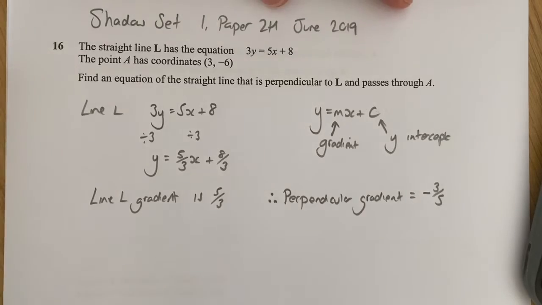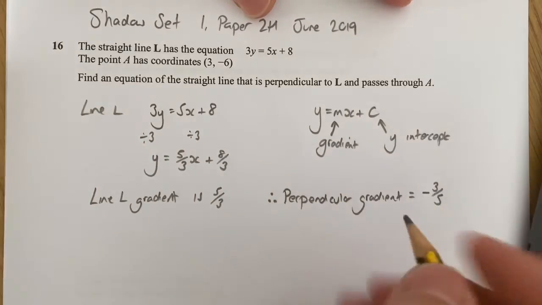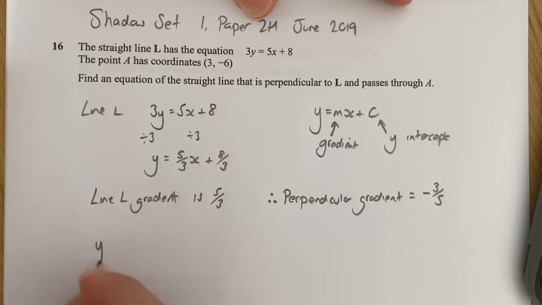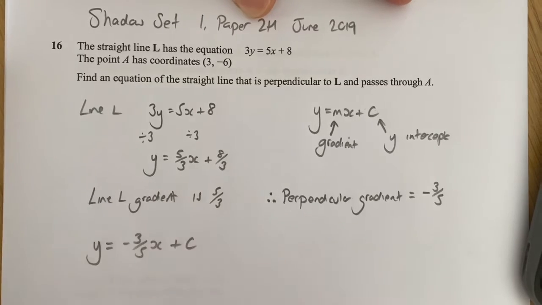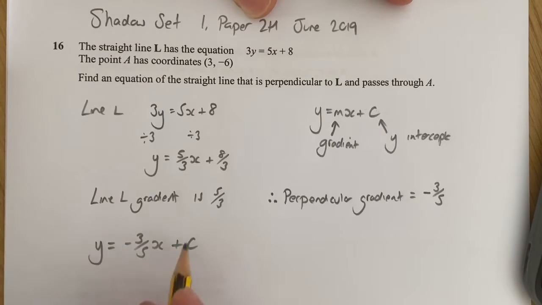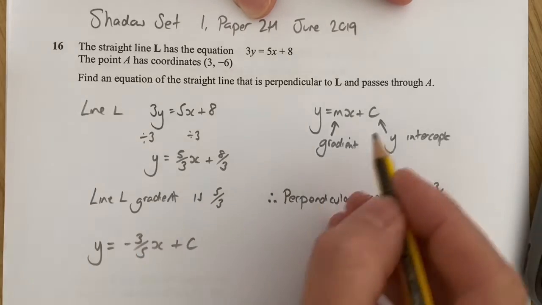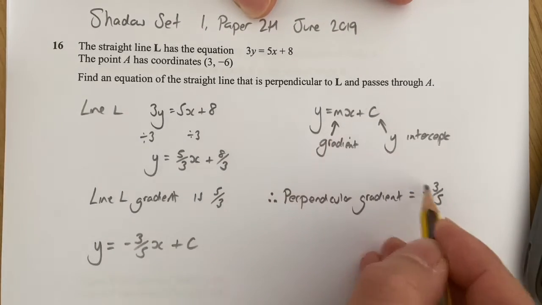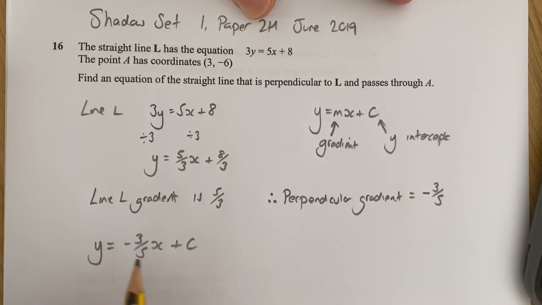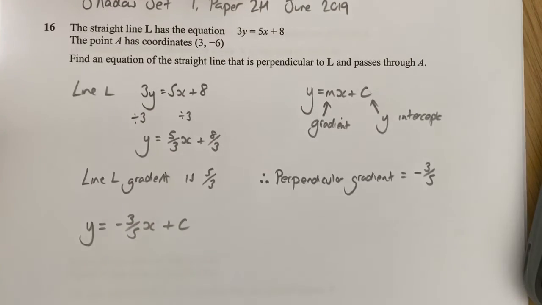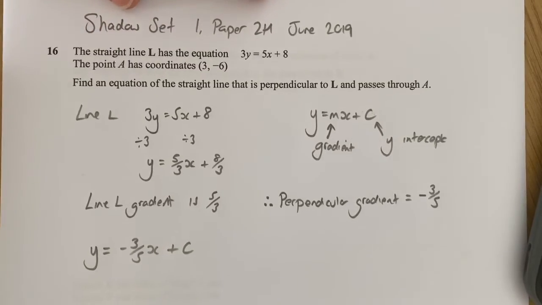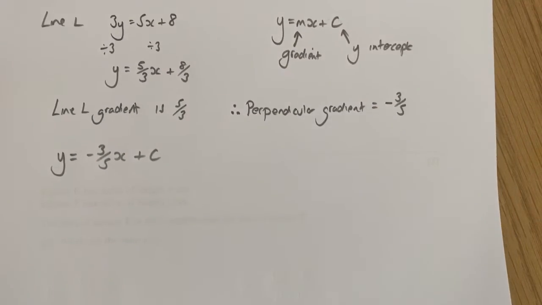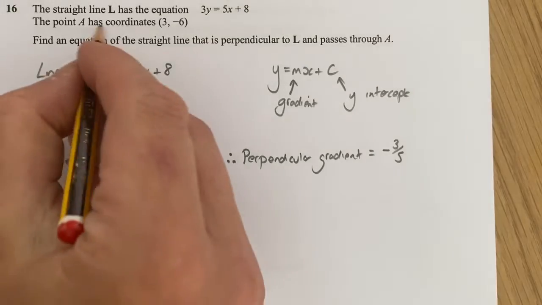So I now know that the equation that I'm looking for will look like this: y equals minus 3/5 x plus c. This is the general form of a straight line equation, just like this is the general form of a straight line equation. I know this perpendicular gradient, I've just worked it out, so I can put that in. All I've got to do is work out what that y-intercept is, and I can do that by using the only other bit of information I haven't used yet, and that's these coordinates.